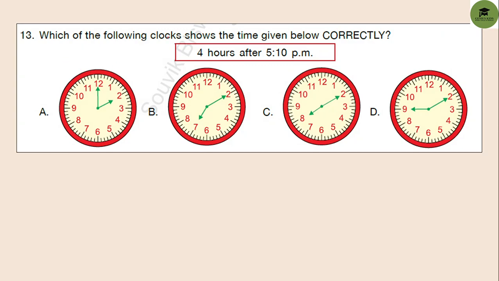Next one: which of the following clocks shows the time given below correctly? 4 hours after 5:10 p.m. 4 hours after 5:10, 5 plus 4, that will be 9. And 9 and 10, 9:10. So which of these clocks shows 10 past 9? If you see, this is 10 past 7, this is 10 past 8, and if you see option D, it is 10 past 9. So option D is your correct answer.